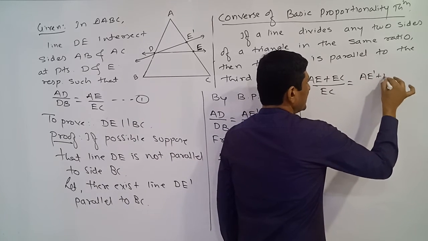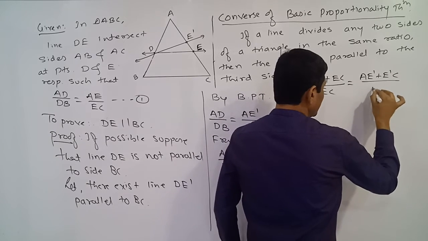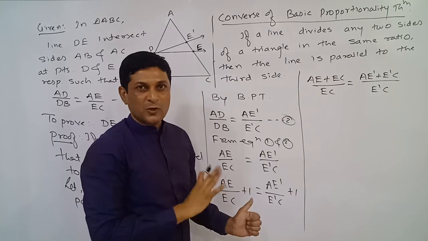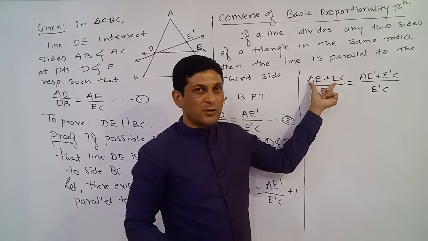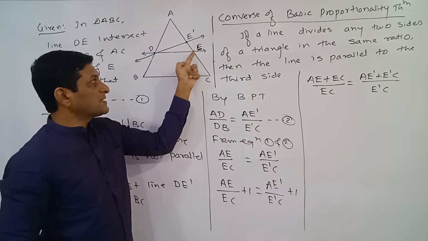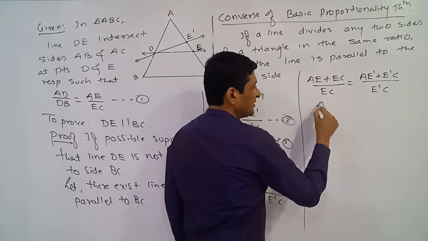E dash plus E dash C upon E dash C. So this result we have got just by taking cross multiplication on both sides. Now observe the numerator. What is the addition of these two segments? AE plus EC will be equal to AC. So here this numerator will be equal to AC.